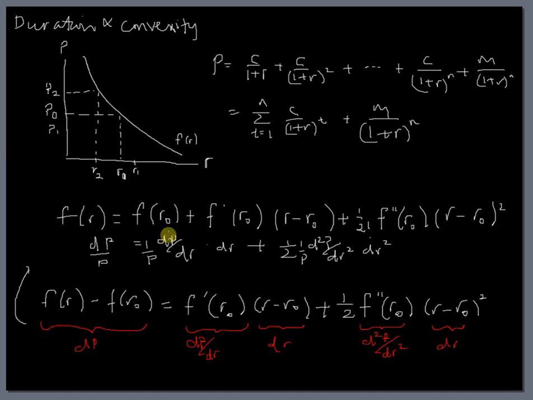So we call this little thing here the modified duration. Okay, and we call this thing here the convexity.